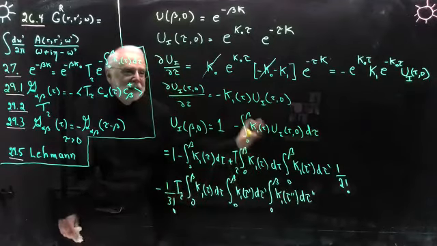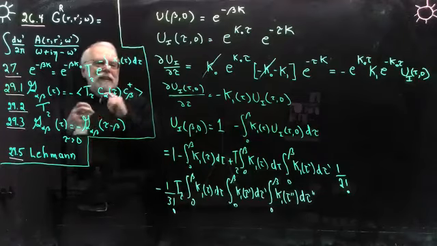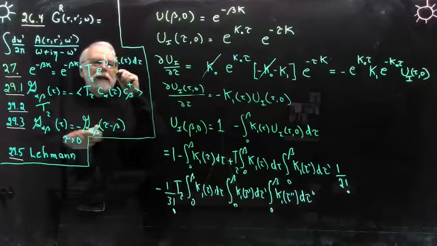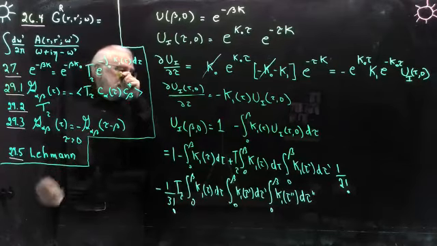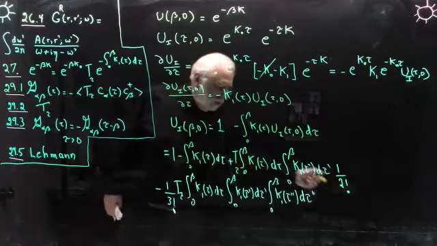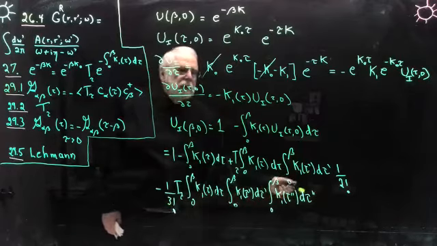And you see that it continues. So that's why I wrote this. Because if you expand the exponential in a power series, it will give you exactly this. This plus 1 over 2 factorial times this square plus 1 over 3 factorial times this cube, etc.